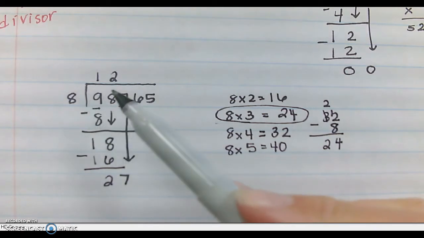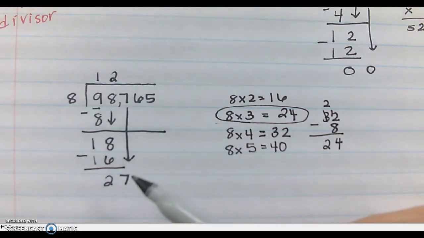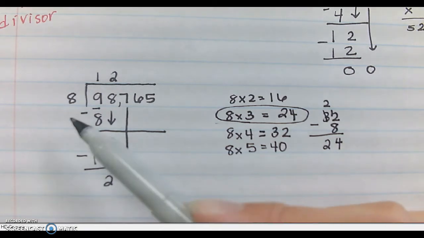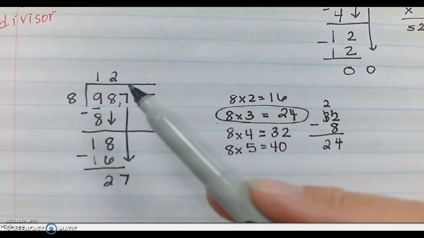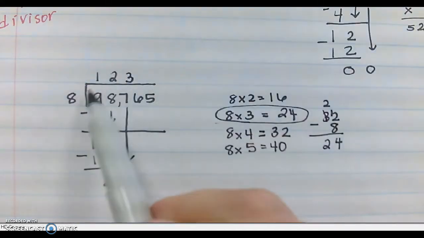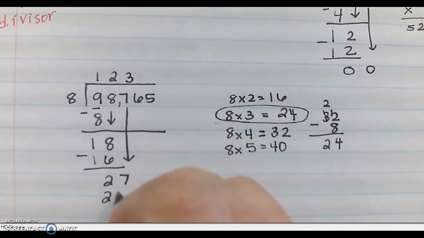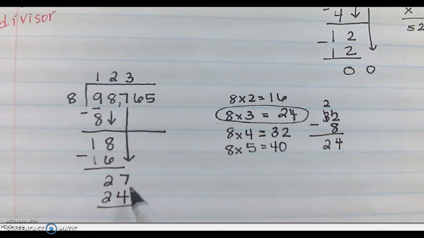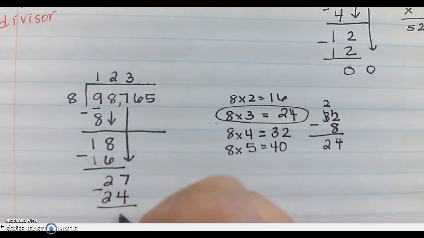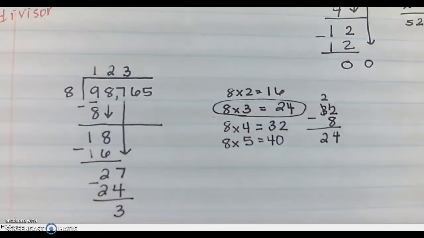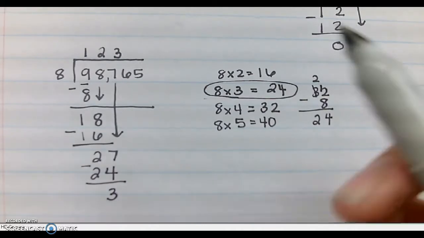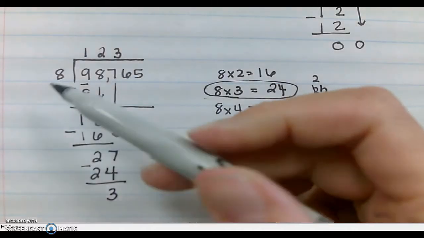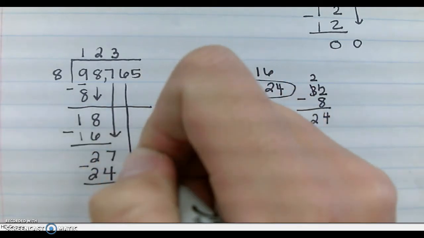Okay, so 8 times 3 is going to give me 24, and that can go into 27. Or you can look at it as 27 divided by 8 is going to give me 3. So I put 3. 8 times 3 is 24. It didn't go over 27. I can subtract it out. I get 3. Okay, I'm done with the hundreds column because 3 is smaller than 8. So I'm going to bring down that 6.